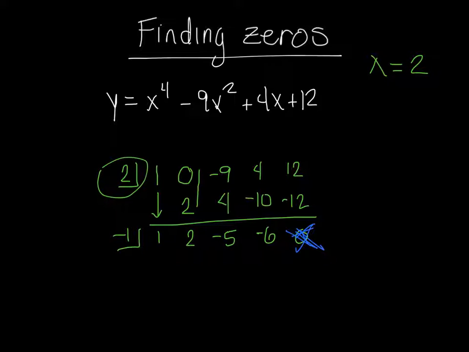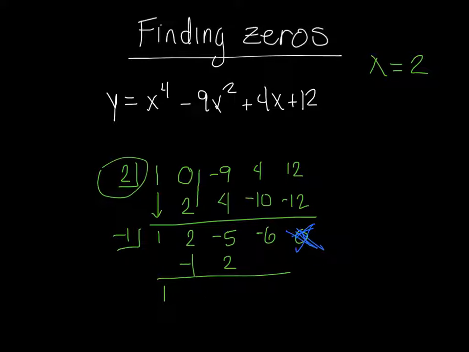I can use my -1. I do my synthetic division, drop down the 1. -1 times 1 is -1. 2 times -1 is -2. -1 times -2 is a +2. -5 plus 2 is -3. I made a mistake, didn't I? Okay, so let's go back. I multiplied when I should have been adding.